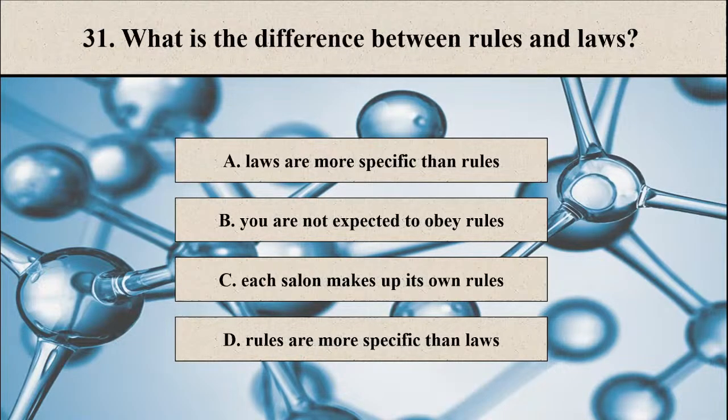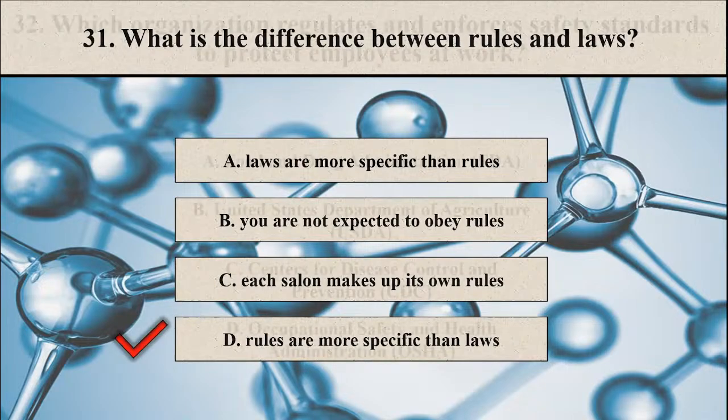What is the difference between rules and laws? Laws are more specific than rules. You are not expected to obey rules. Each salon makes up its own rules. Rules are more specific than laws. If you chose D, rules are more specific than laws, you are correct.